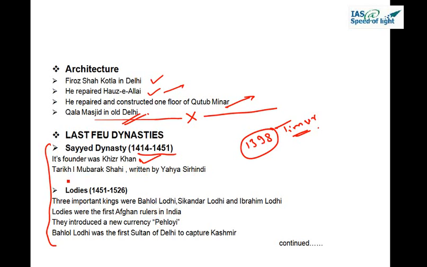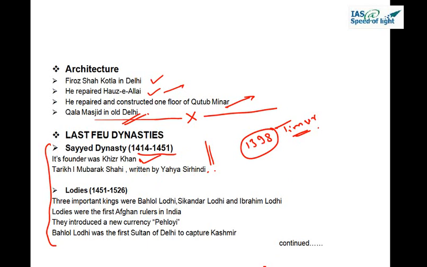There is an important book during this time, the Tarikh-e-Mubarak Shahi, which was written by Sarhindi. It claims that the founder of the Sayyid dynasty, Khizr Khan, was a descendant of Prophet Muhammad. So, some important things about Sayyids, but not very important. Then we come to the last dynasty of the Delhi Sultanate.